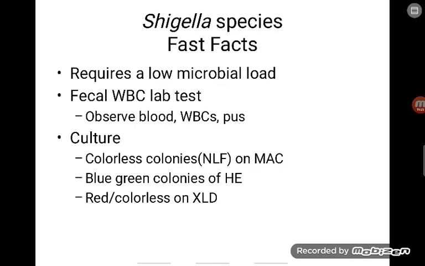Fast fact: the characteristic of Shigella species is that they require a low microbial load. In examining the stool, we can see fecal white blood cells. Also, we observe blood and pus. On culture, we see colorless colonies on MacConkey. We see blue-green colonies on Hektoen enteric agar. On XLD, we see red or colorless colonies.